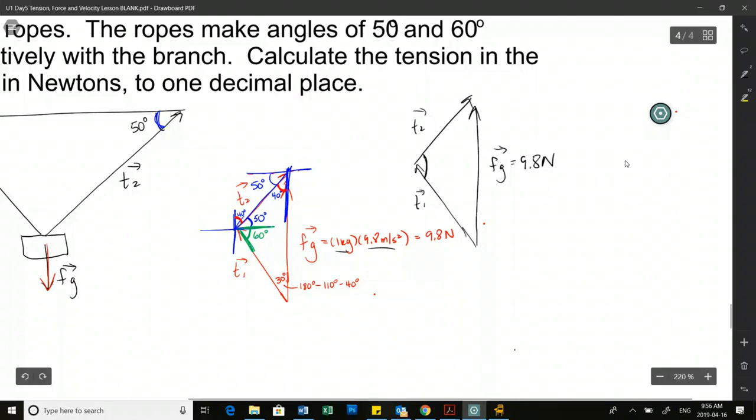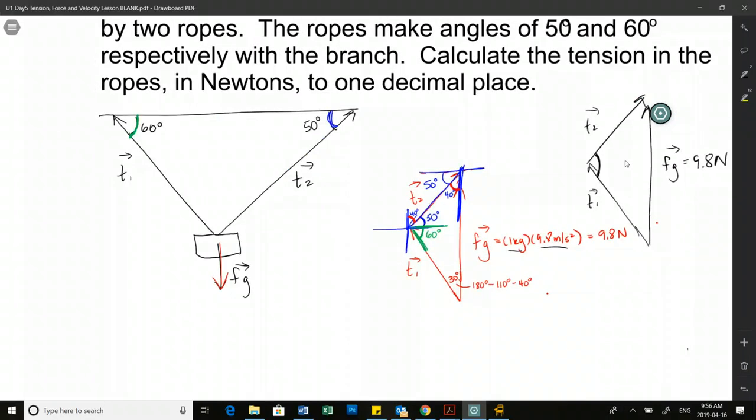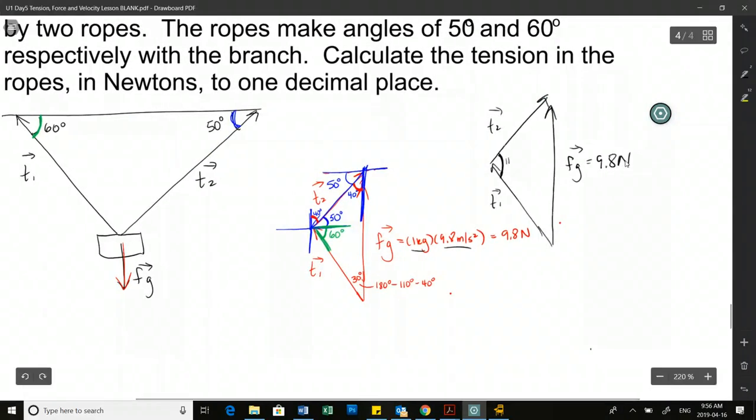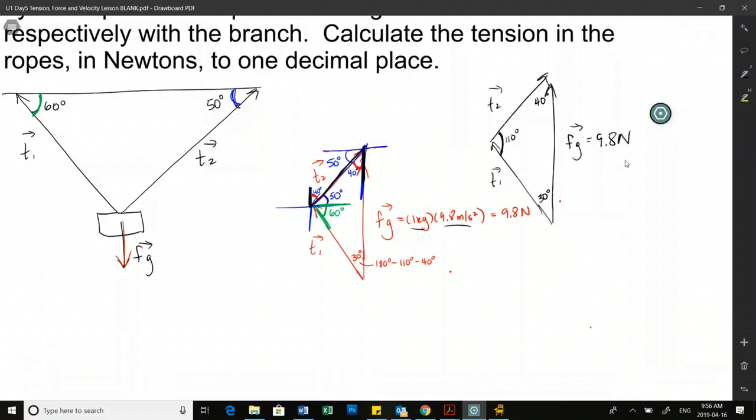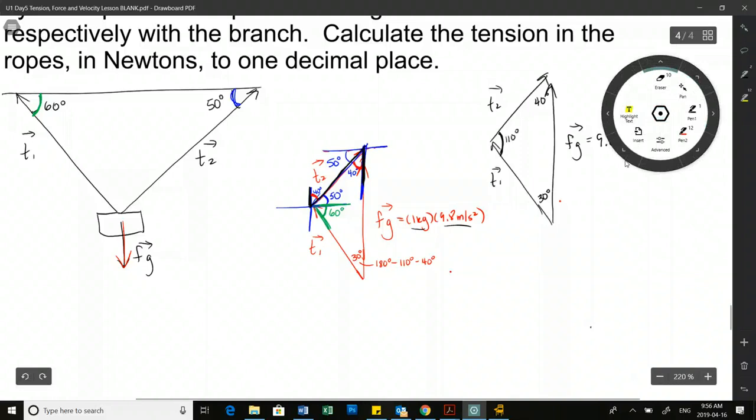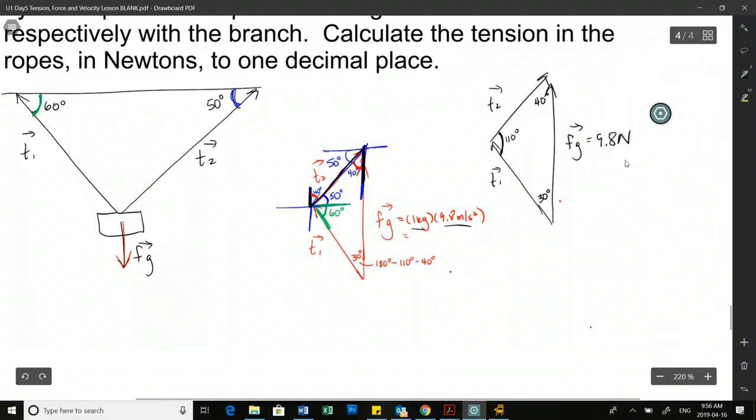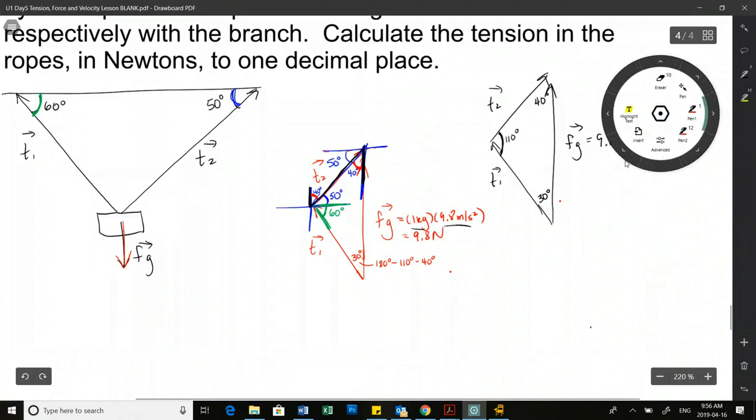Now, based on using Z patterns and my information, guys, let's focus in here, please. Using my Z patterns and my information about the 50 and 60 angles, we figured out that this is 110 inside here. And then I used this Z pattern right here to figure out that this interior angle was 40. Then I subtracted 150 from 180 to find this remaining angle in here. So if I have all angles here and I have one side, I should be able to use sine law and cosine law to solve for any remaining things in here. So let's start with tension 1.